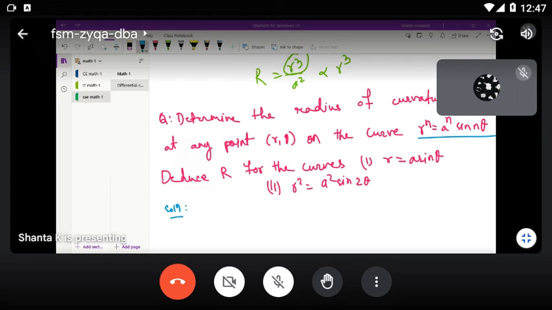Done? Any of you? So what is R1? R cot n theta. Okay. Done for the radius of curvature. So what is it for the nth form? The radius of curvature.